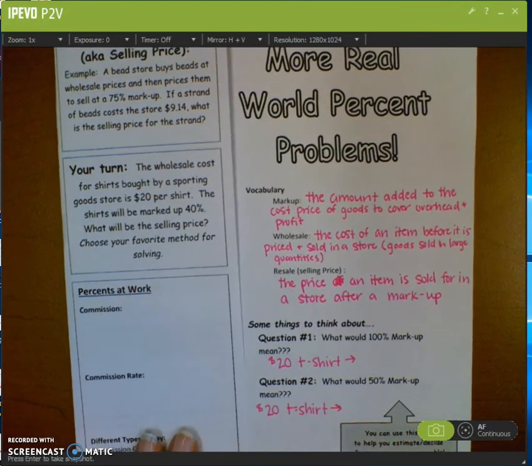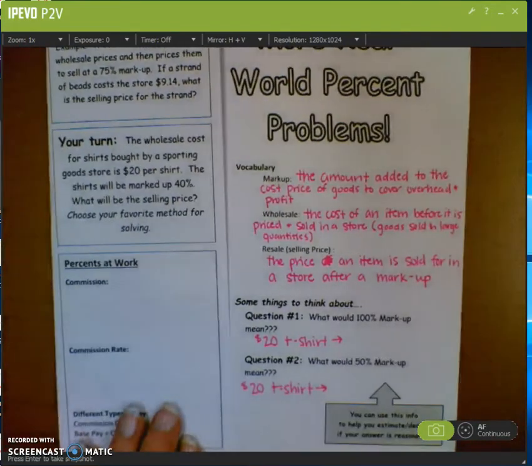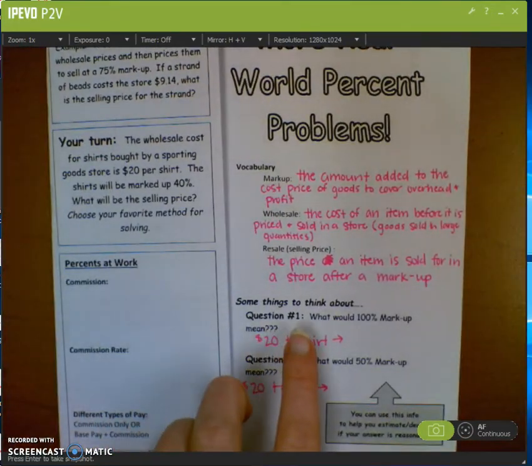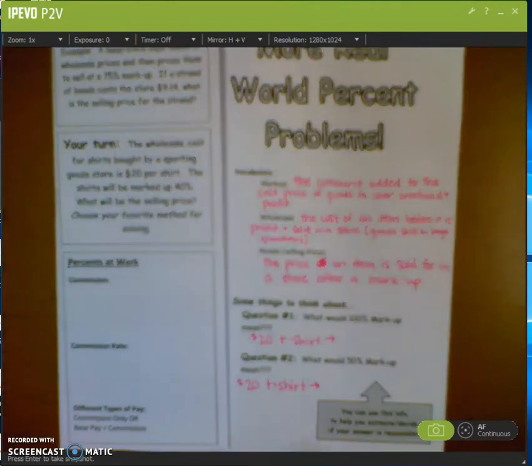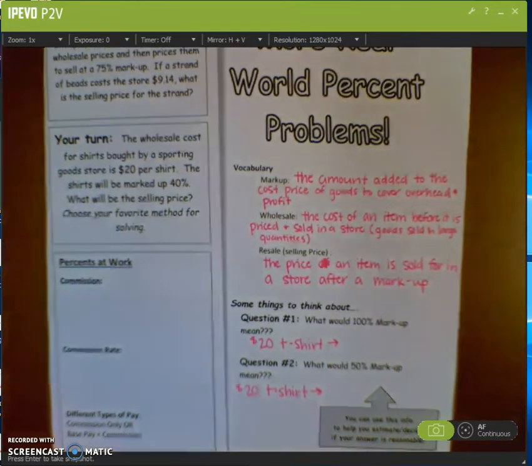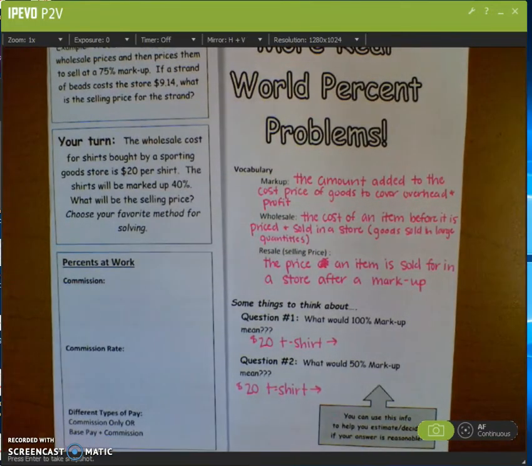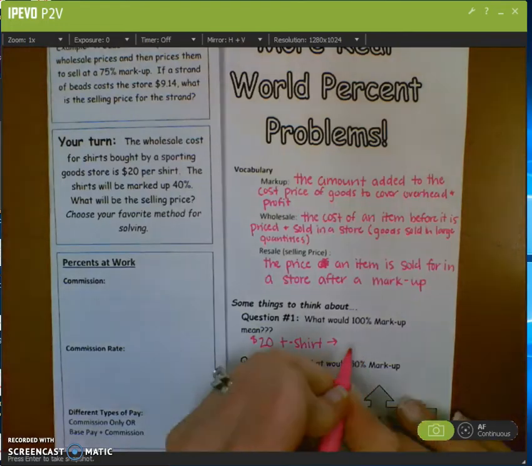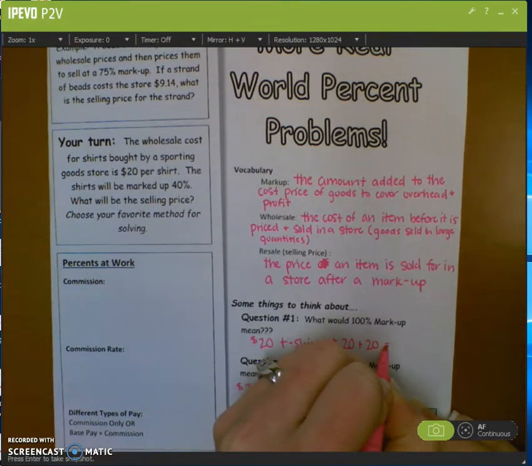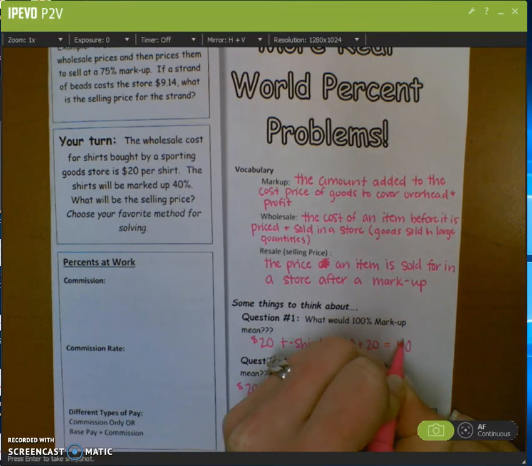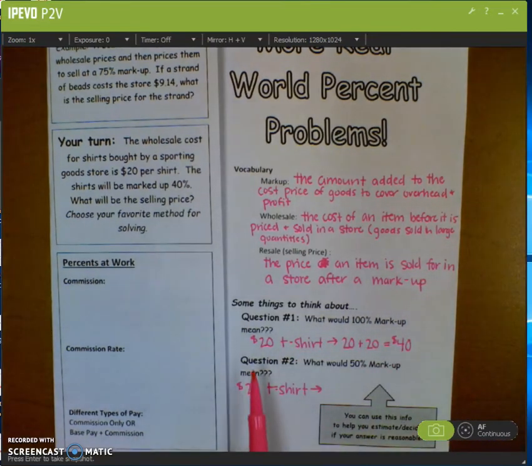So something that I just want us to think about for just a second is question number 1, what would 100% markup mean? So think about the example of a $20 t-shirt. What would 100% markup mean? That actually means that they're going to mark that up 100%. They're going to add $20 to what they sell it for, and they're going to sell it to us for $40. So they bought it for $20.